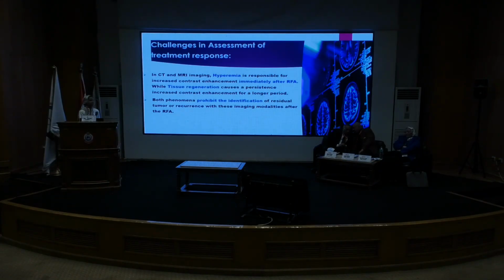Regarding the assessment of treatment response, we have challenges, especially in the formation of inflammation. In CT and MRI imaging, hyperemia is responsible for increased contrast enhancement immediately after RFA, while tissue regeneration causes persistent increased contrast enhancement for a longer period. Both phenomena prohibit the identification of residual tumor or recurrence with these imaging modalities after the RFA.